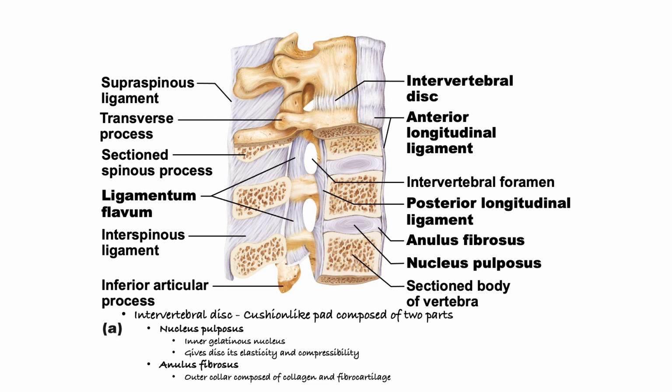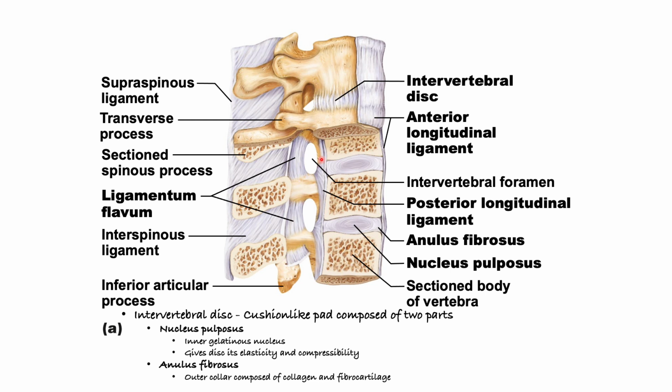But for the vertebral column, what we're going to see is fibrocartilage, because we need something a little bit tougher, a little bit thicker, for jumping up and down, moving. You don't want a situation where the bones smash against each other. So the intervertebral disc is a cushion composed of 2 parts: a nucleus pulposus and annulus fibrosus. The nucleus pulposus is an inner gelatinous nucleus. It gives its elasticity, its compressibility, and the annulus fibrosus is where we're going to find this collagen, fibrocartilage.